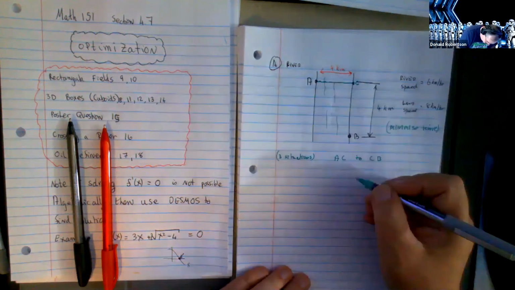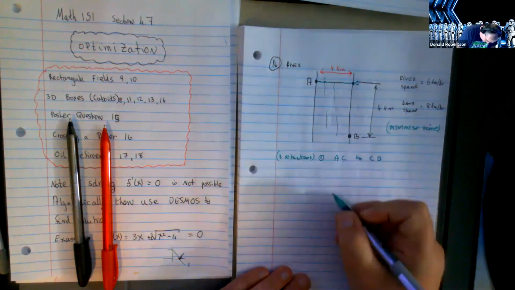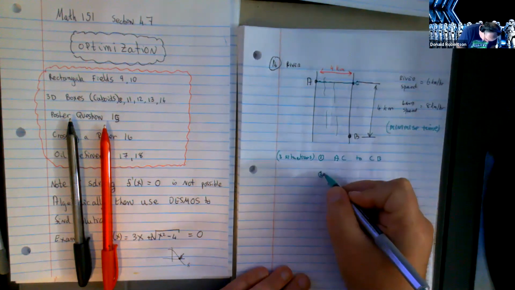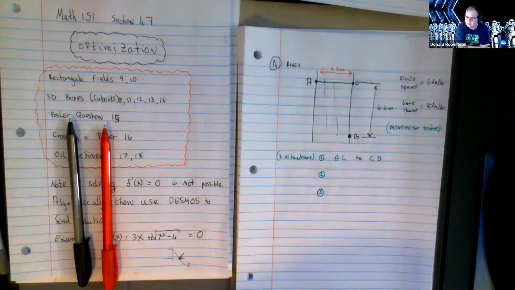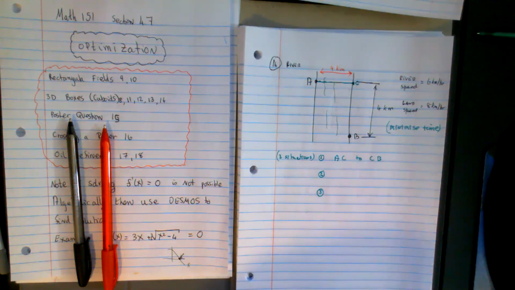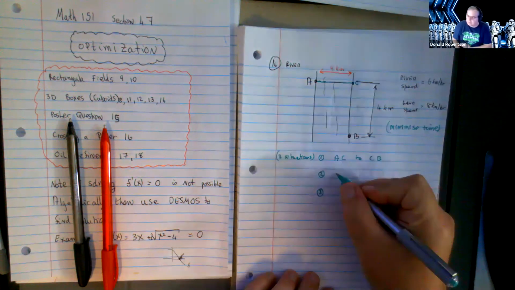Okay, number 2. How else could you get from A to B? You're in the boat at A and you want to get to B. You could just sail right across to the other side and then walk 4 kilometers south, right? How else could you do it? Go straight to B. Okay, so you could just go A to B.